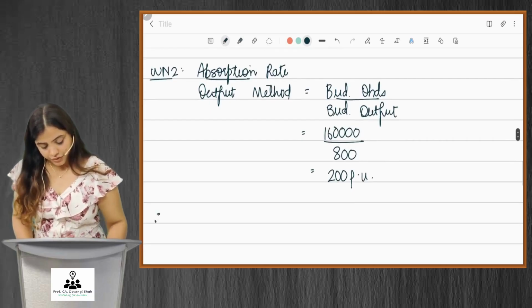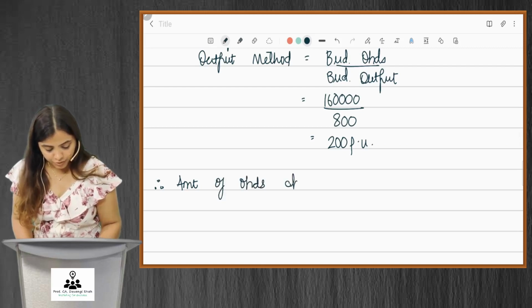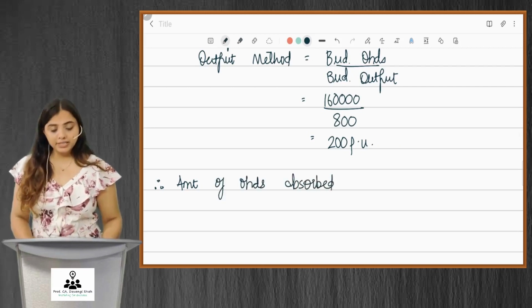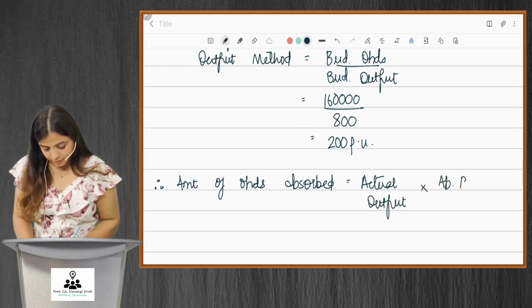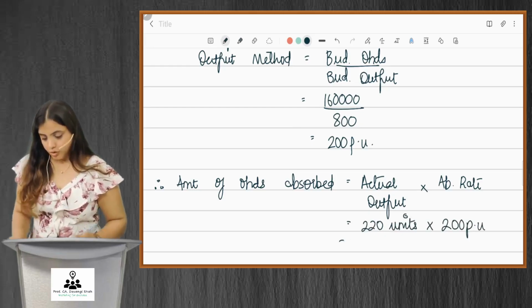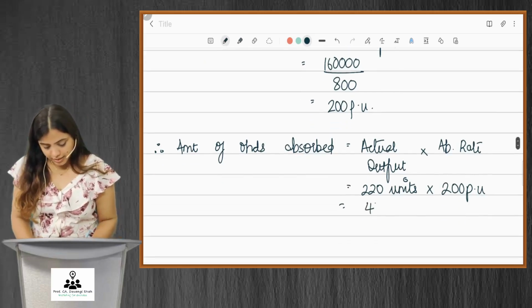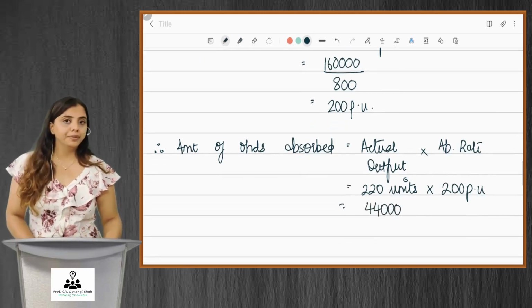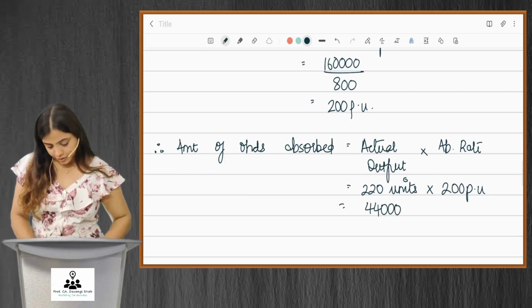So therefore, answer for the first part, amount of overheads absorbed. Amount of overheads absorbed will be your actual output into absorption rate. Your actual output is 220 units and your absorption rate is 200 per unit. So 220 into 200, you get 44,000 as your amount of overheads absorbed. I'm sure you must have understood this. If you know absorption costing well, you would have easily understood.